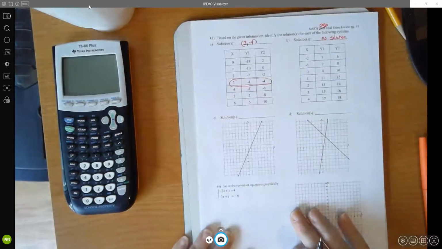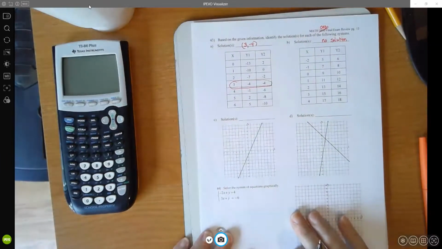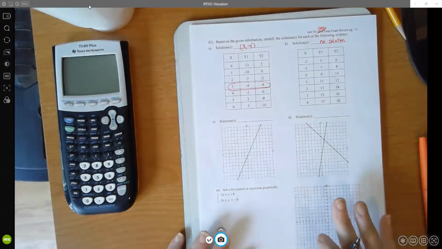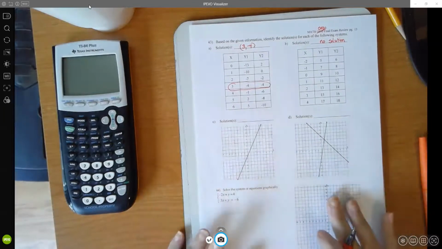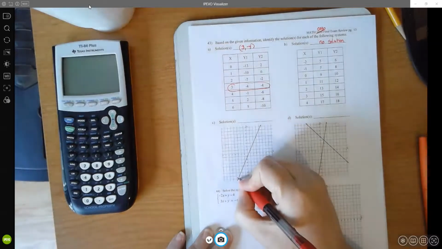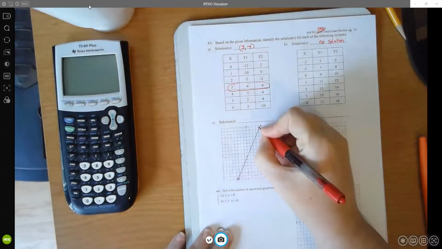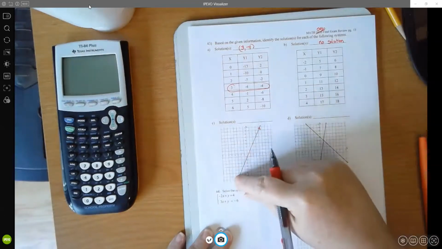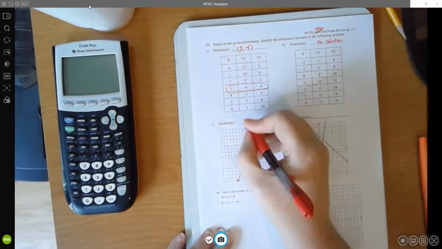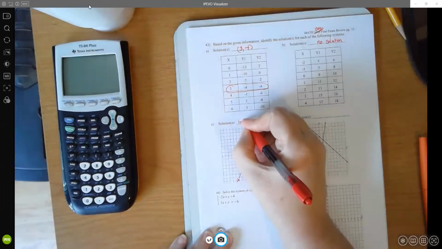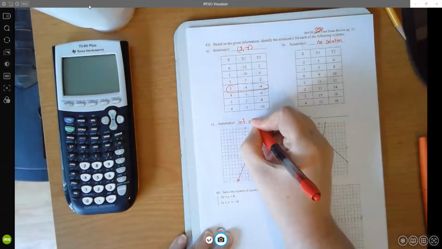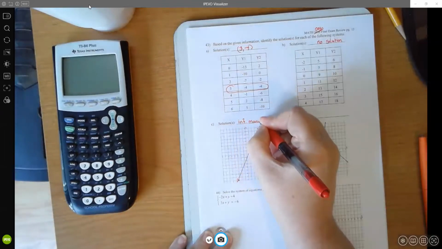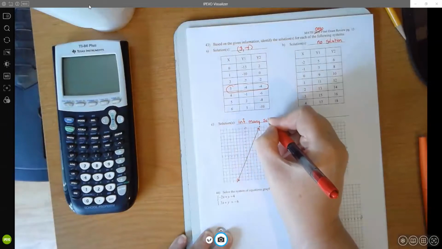Okay, now let's look at the solutions based on the graphs. So letter C. Now you say, well, there's just one line. Well, technically what they're saying is that there's a line on top of a line. So every place one meets, the second one meets. So this would be infinitely many solutions.